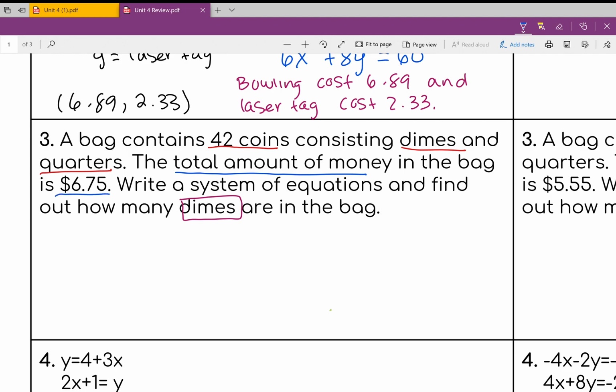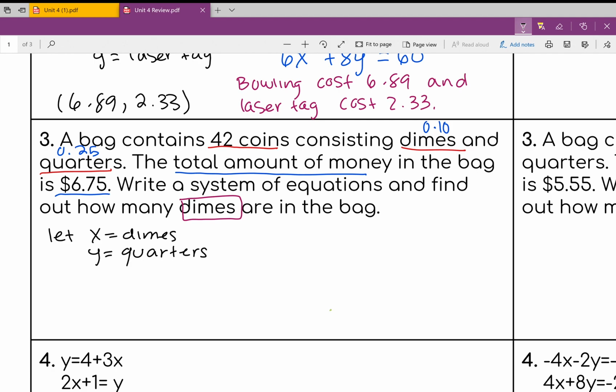So the reason they don't give us that many numbers is because they're assuming that you know that total amount is talking about how much a dime and quarter is worth. So we know a dime is worth 10 cents, and we know a quarter is worth 25 cents. So those are where our other two numbers come from. So if we were going to write the equations, first I'm going to define my variables. So let x equal dimes and y equal quarters. The reason we're defining our variables as x and y is because you're not able to graph an equation if it's not in terms of x and y.